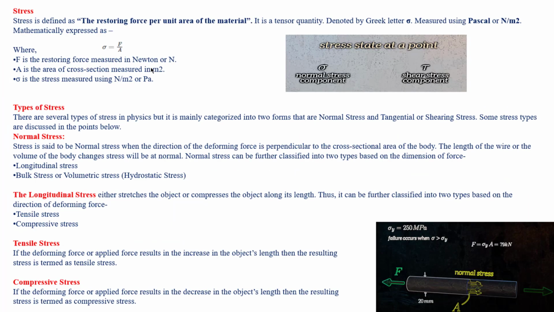Okay, next, completely basics. What is stress? We already know this is the restoring force per unit area of the material. So in short, it is force per unit area. The unit is Pascal, that is Newton per meter square. We take it as megapascal, gigapascal for Young's modulus, right? The formula: stress equals F by A, where A is the area and F is the restoring force. Sigma is the stress measured in Newton per meter square or Pascal.